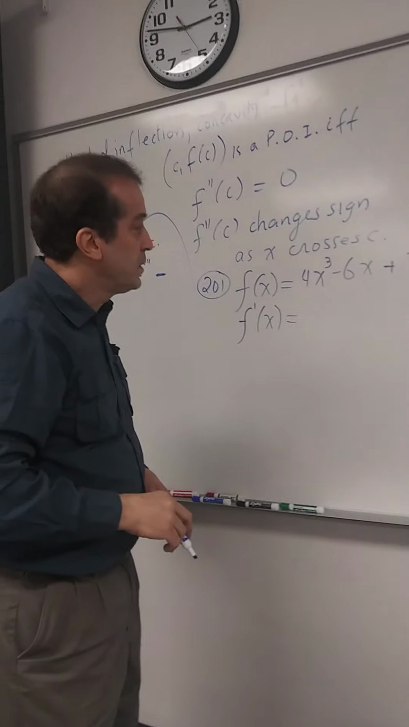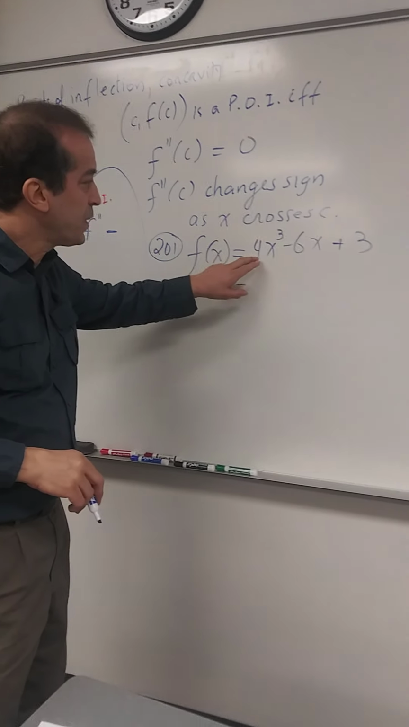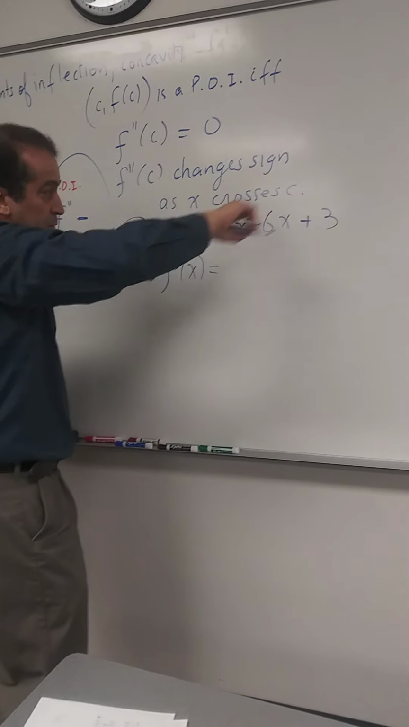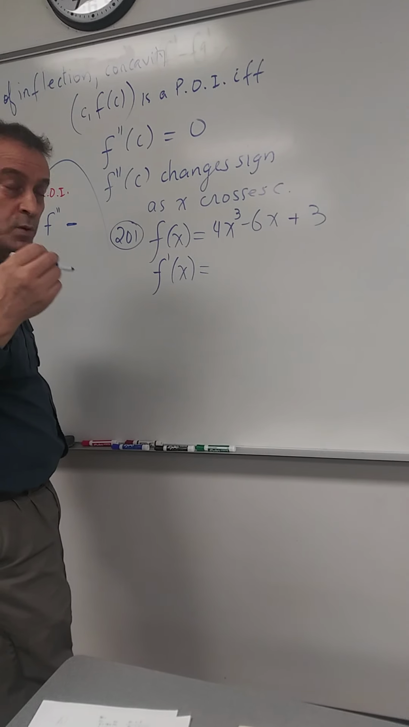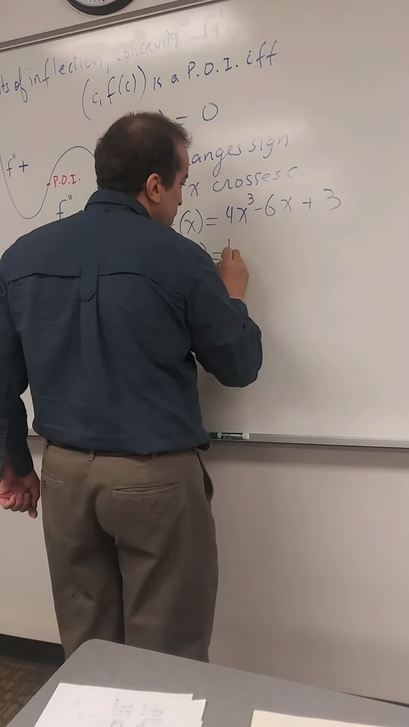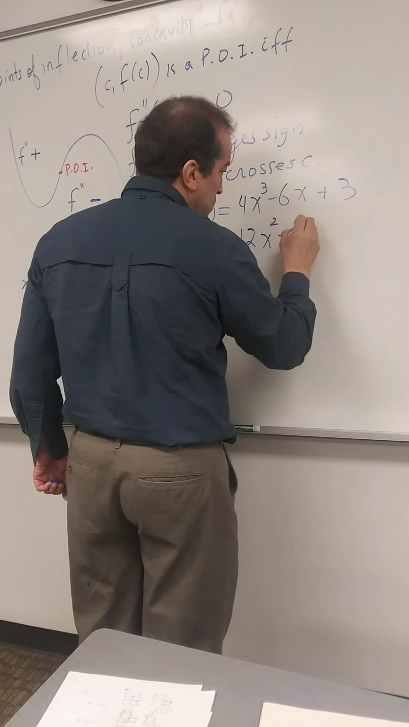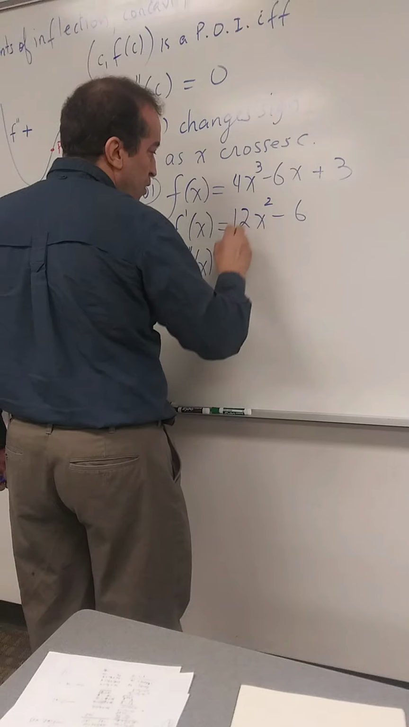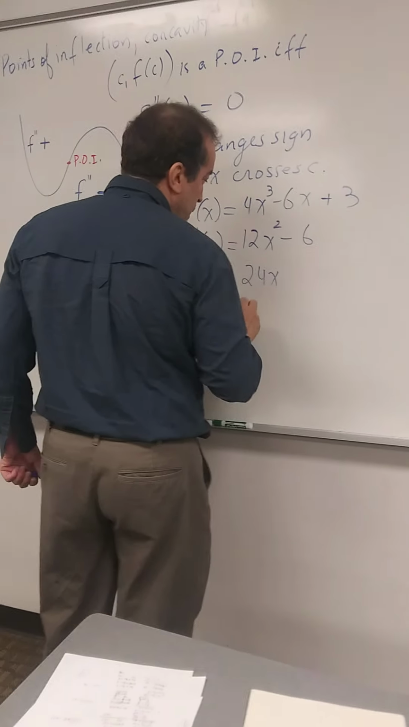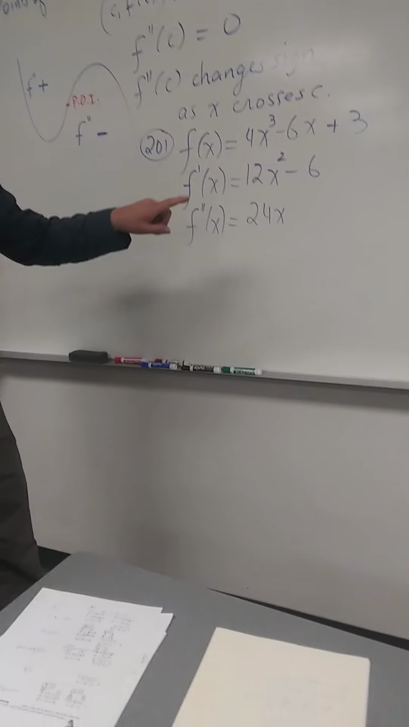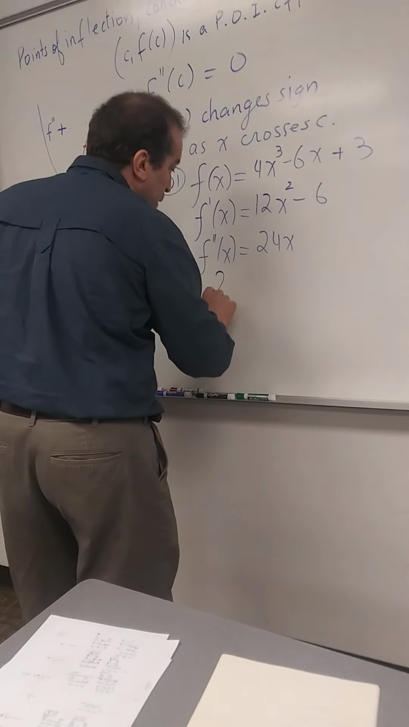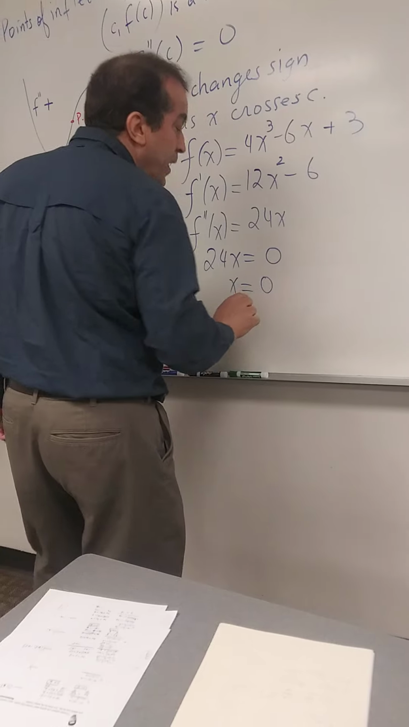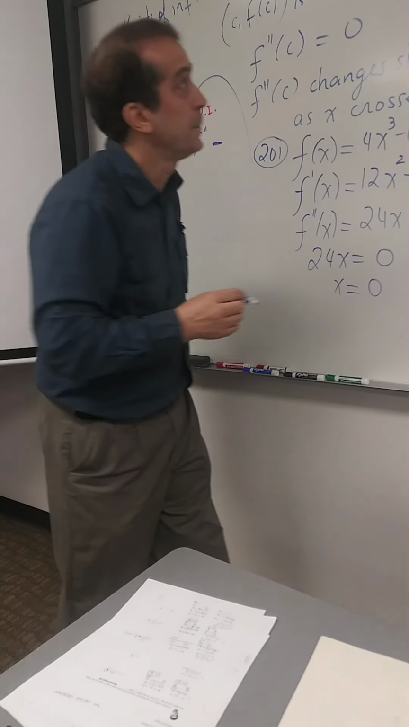Let's do some examples. The first example is f of x equals 4x cubed minus 6x plus 3. We need the second derivative for the points of inflection. The first derivative is 12x squared minus 6. One more. The second derivative is 24x. Okay, first we need to set the second derivative equal to 0. So 24x equals 0 means x equals 0. So x equals 0 is a point of interest.